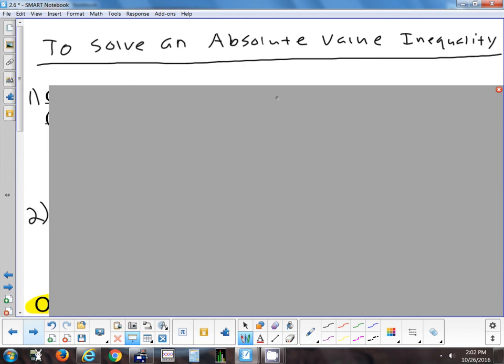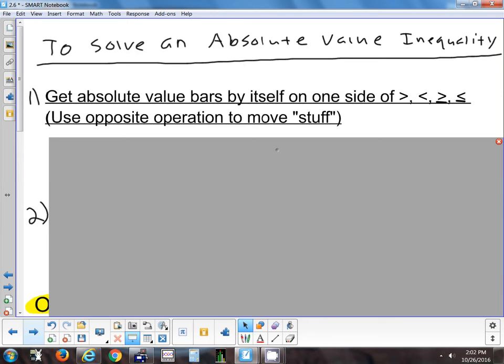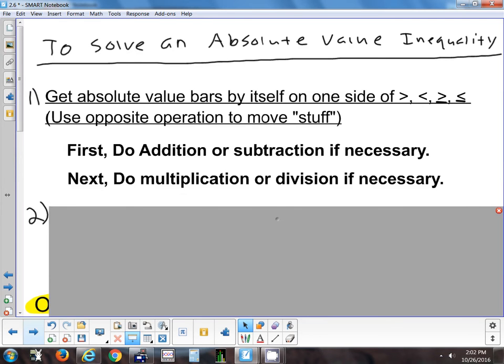All right, so the steps we're going to write down, okay? Step one, I want you to write it, but this step is always already going to be done for you. Okay, Mr. Roy and I are always going to have step one already done. Okay, so step one is to get the absolute value bars by themselves.